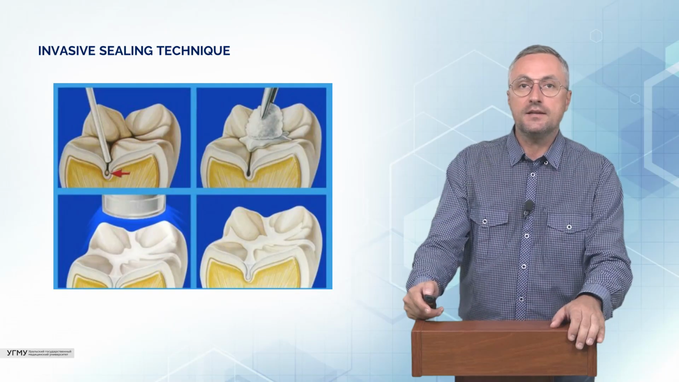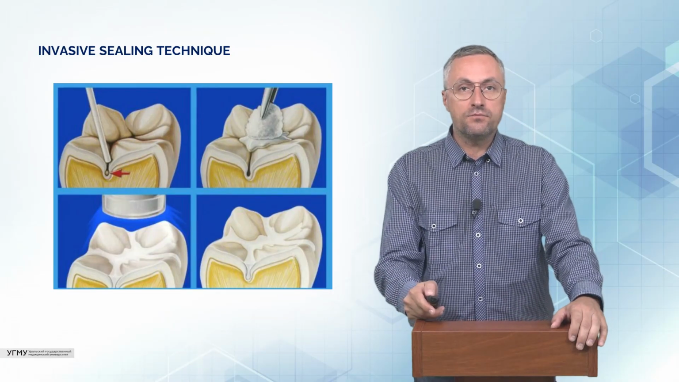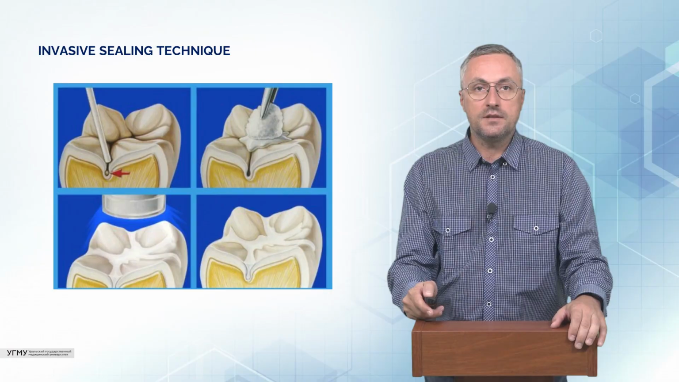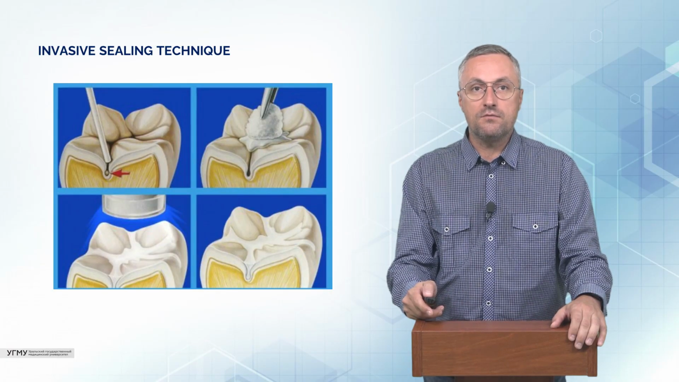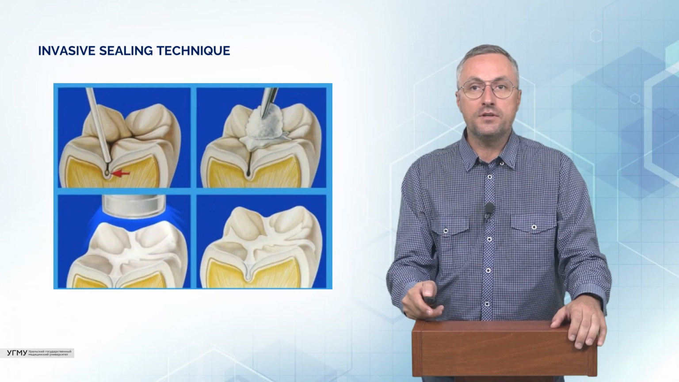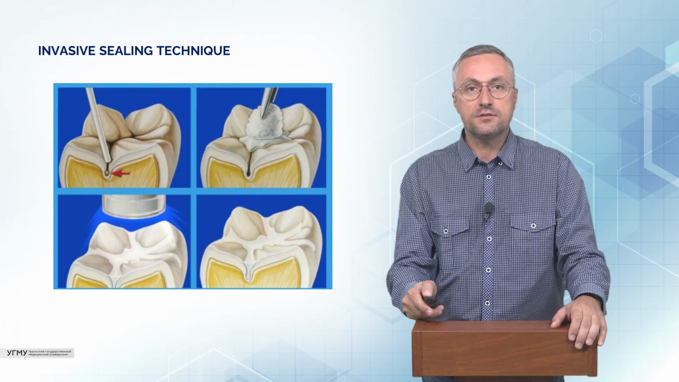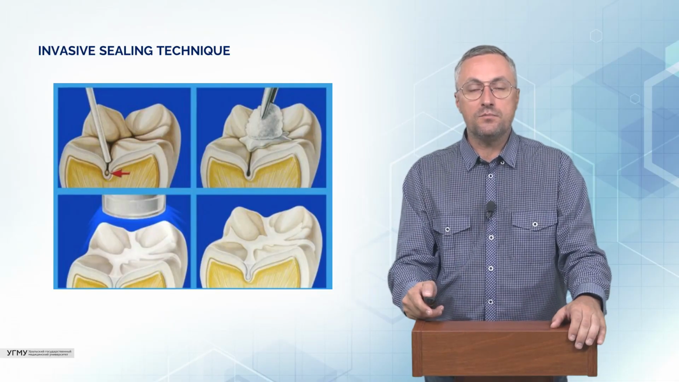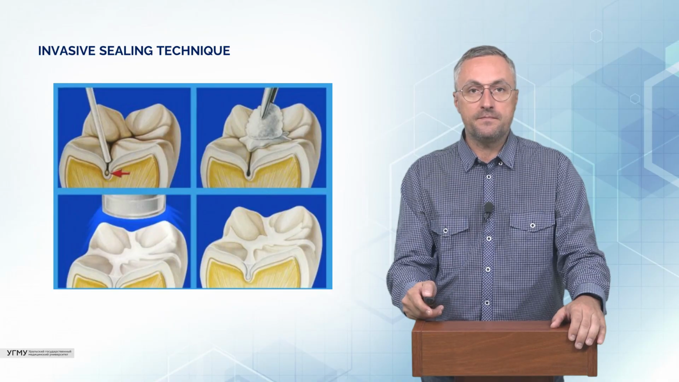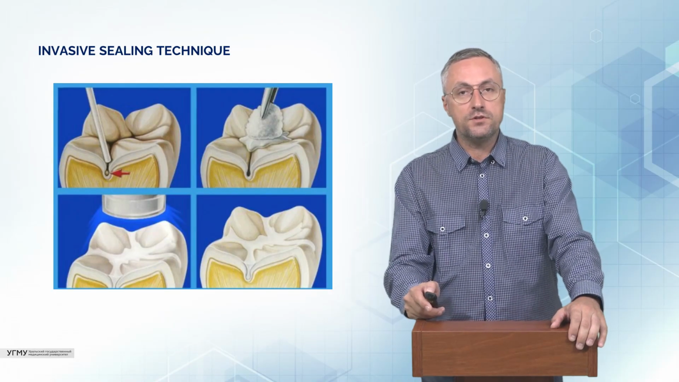Next technique is invasive sealing. So what is the difference between invasive sealing and non-invasive sealing? The key word is invasive. We disrupt the structure of the tooth when we grind open fissures. This technique uses flowable filling materials. In fact, this is already a mini filling. You may also hear the term preventive filling, which is the same thing. Of course, it is a more difficult procedure.